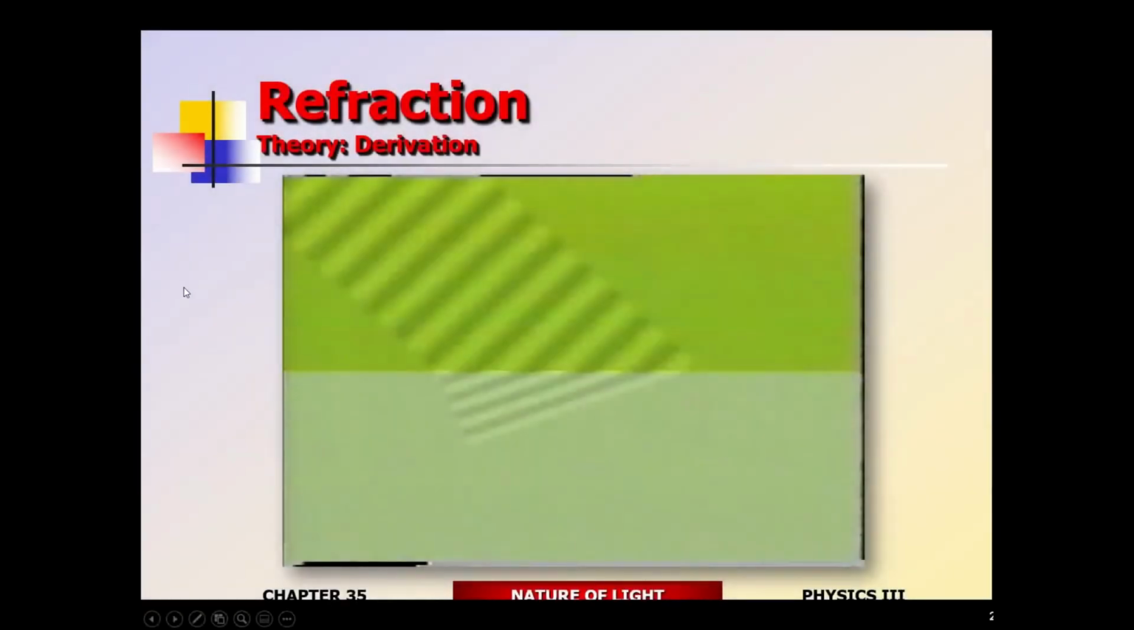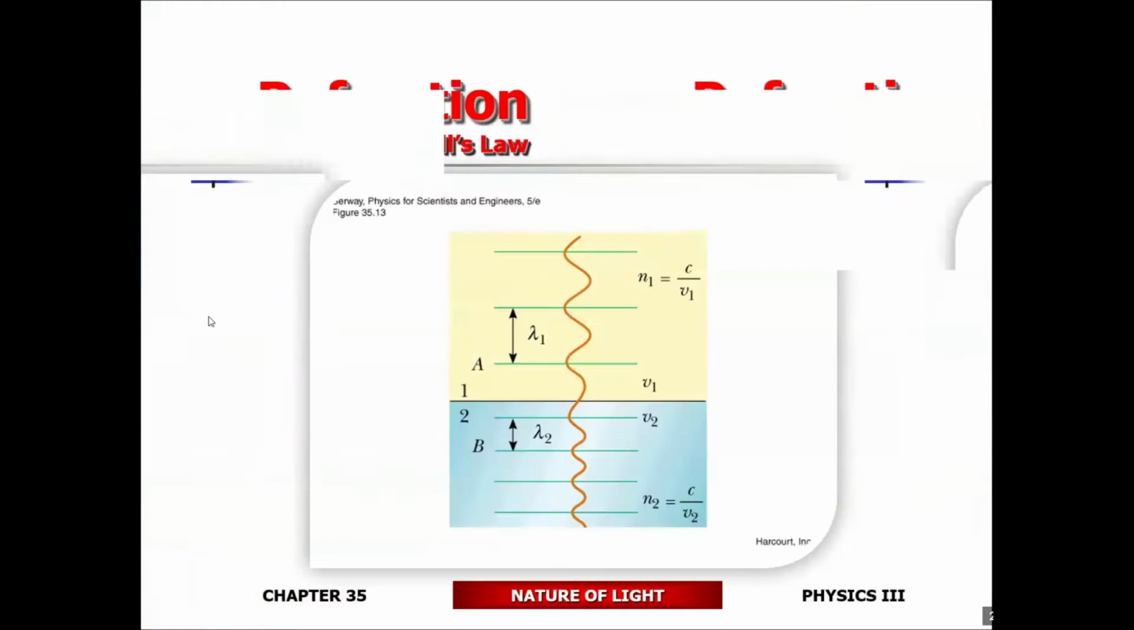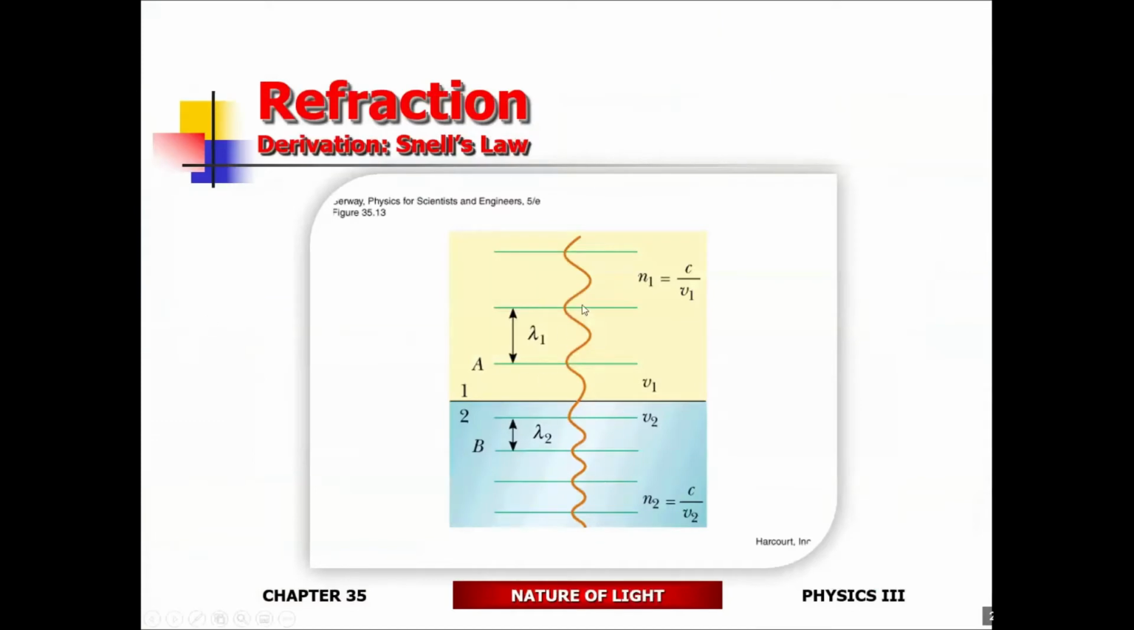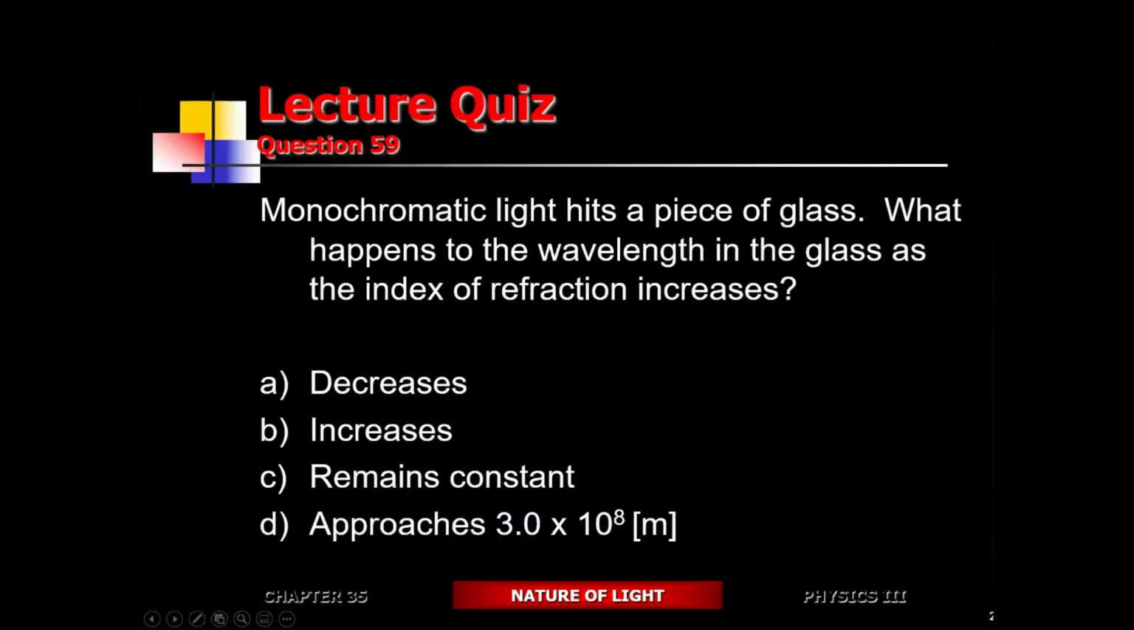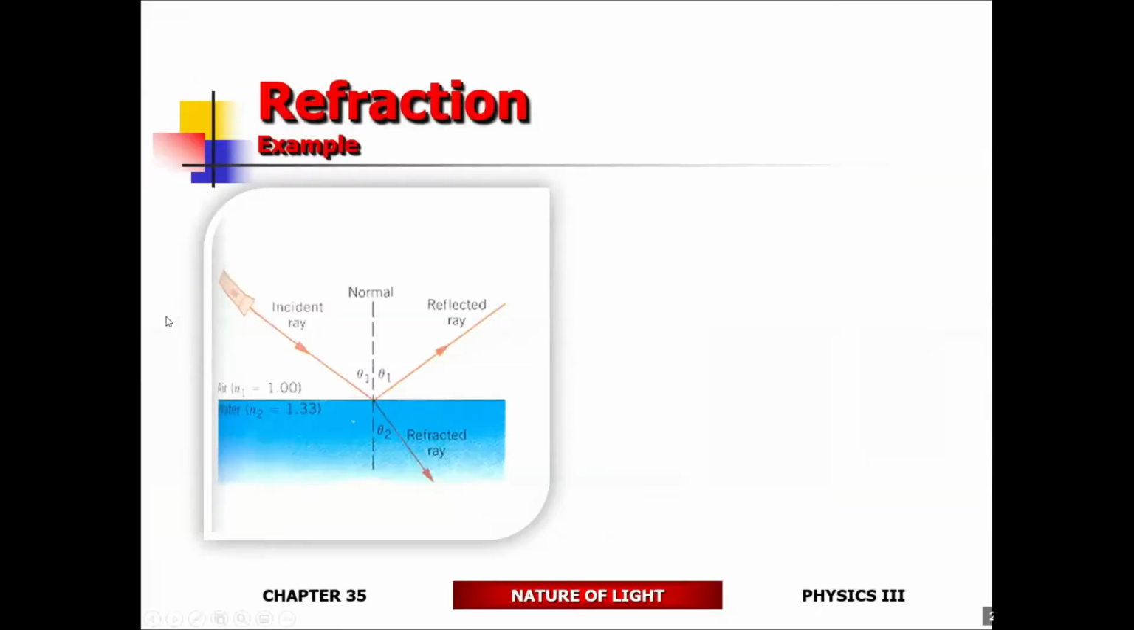That's the explanation. All right, so the wavelength is going to get shorter as the wave crosses the boundary because obviously the wave is slowing down. So what happens to the wavelength within the glass as the index of refraction increases, which means as the wave slows down, that's the meaning of increase of the index of refraction. So what that means is the wavelength is going to become shorter, so the best answer becomes A.